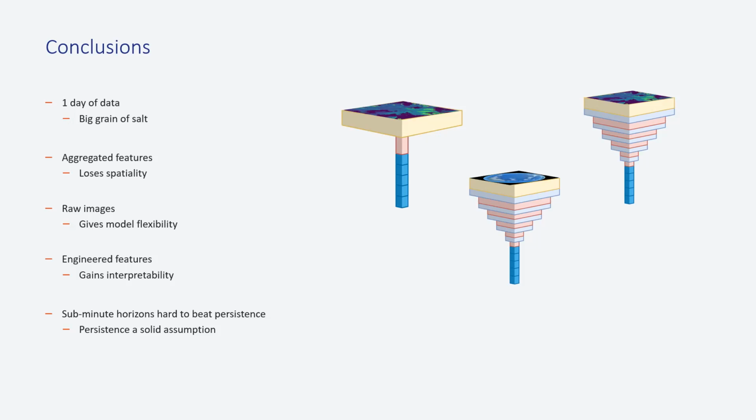And so with the engineered features, we gain some interpretability. We can see that for stable periods, it gains more use from cloud segmentation, and it performs better with sharp changes when it has the cloud motion vector. We can also see that sub-minute horizons are very hard to beat persistence, even when you feed it a historical GHI. And persistence in this timescale is a very solid assumption. Like if things are going to change in 10 seconds, probably not, is probably true.